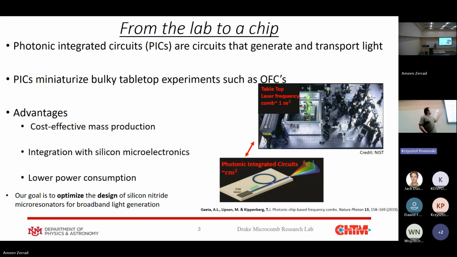Not only that, it's cost effective for mass production. You can integrate this with silicon microelectronics. And the smaller you go with nonlinearities, the smaller your volume scales, the lower your power consumption is, and the more efficient these nonlinear processes, which are leveraged to generate something like a frequency comb, will be. So our goal really is to optimize the design of silicon nitride microresonators for broadband light generation.